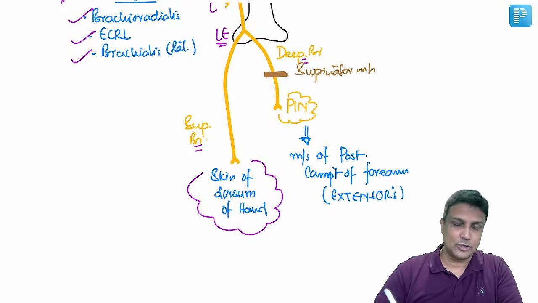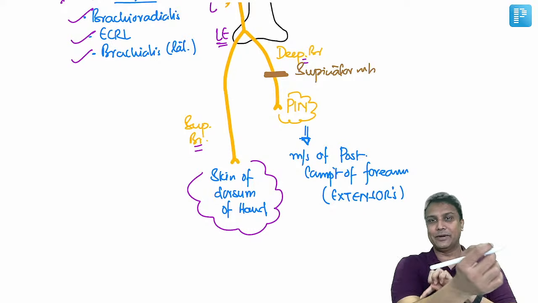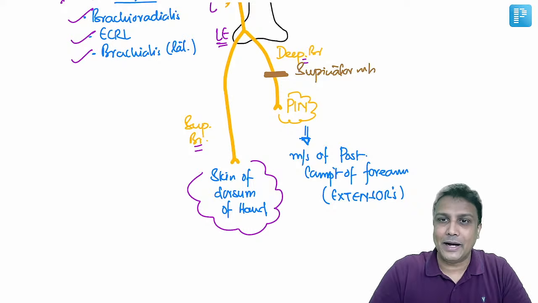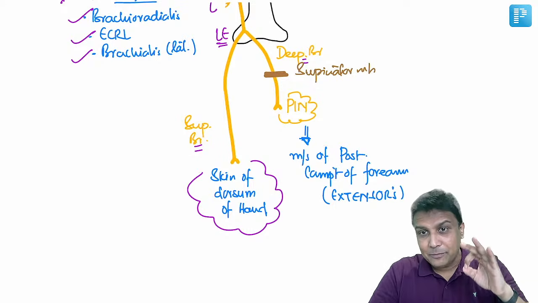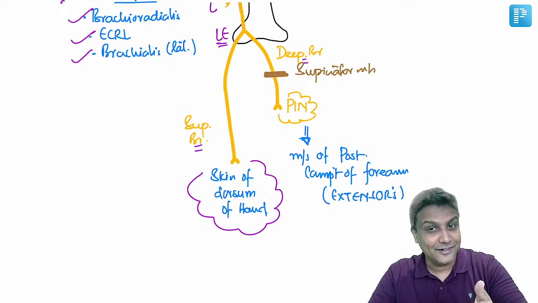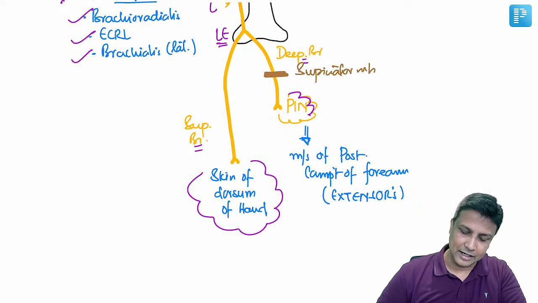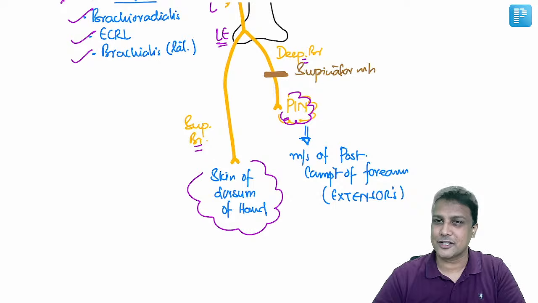Whereas the deep branch. The deep branch is going to pierce one muscle. Listen to this very carefully here. It is going to pierce a muscle. That muscle will be supinator muscle. After piercing that supinator muscle, it is going behind. And the moment it is going behind, the name changes. And now it will be known as the PIN, posterior interosseous nerve.